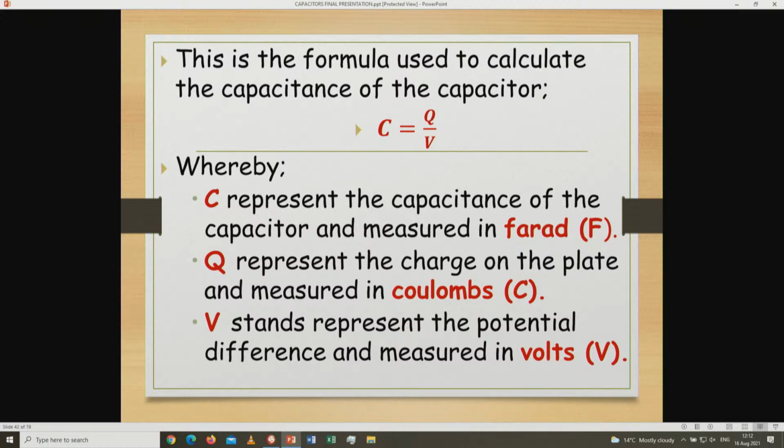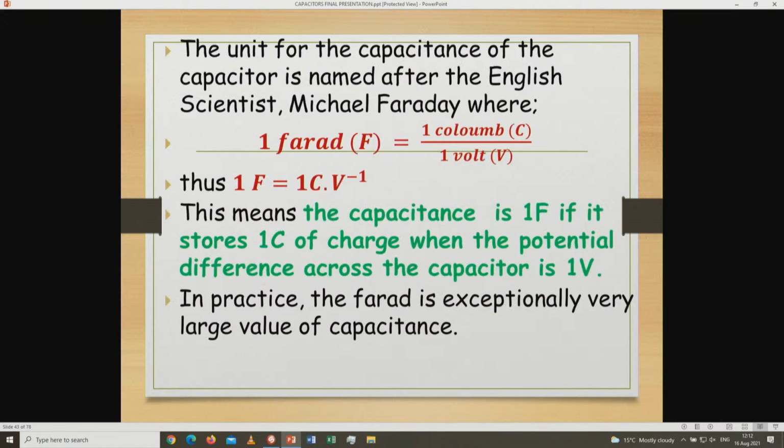We know C represents the capacitance of a capacitor, measured in farads. Q is a charge, which we measure in coulombs. V stands for potential difference, which we measure in volts. The unit of capacitance is named after the English scientist Michael Faraday, where 1 farad equals 1 coulomb over volt. Thus, 1 farad equals 1 coulomb per volt.